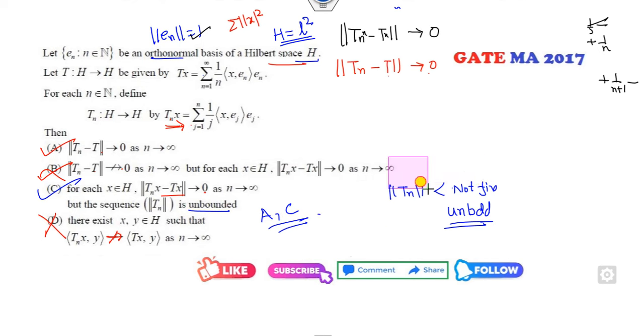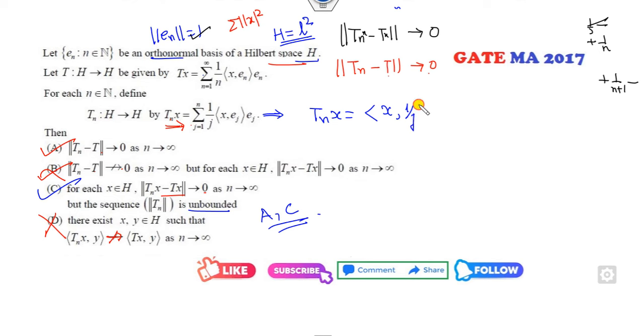Another way you can think about it like this also. I can write this expression as Tnx is x comma 1 over j. Fine. So the norm of Tn is my 1 over j, where j varies from 1 to n, so basically it's 1 over n, and you know 1 over n is a divergent sequence, a divergent series. So this is divergent, so it is unbounded. So A and C are the right answers.